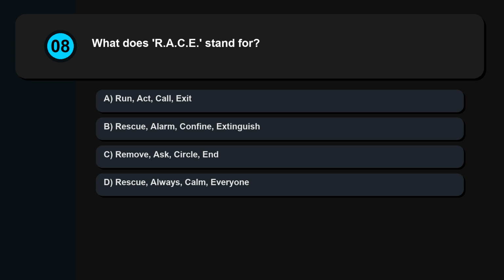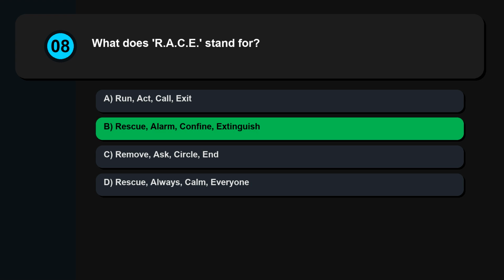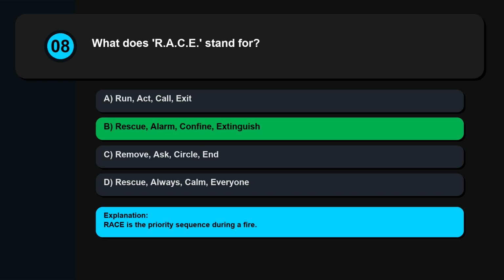Question 8. What does RACE stand for? Rescue, alarm, confine, extinguish. Other options: run, act, call, exit; remove, ask, circle, end; rescue, always, calm, everyone. RACE is the priority sequence during a fire.